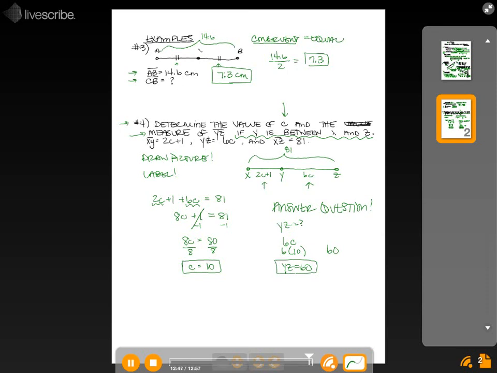We've answered both parts. All right, those are your notes on understanding what between means and using those words. So if you have any questions on these 4 examples, make sure you bring them to class next time.